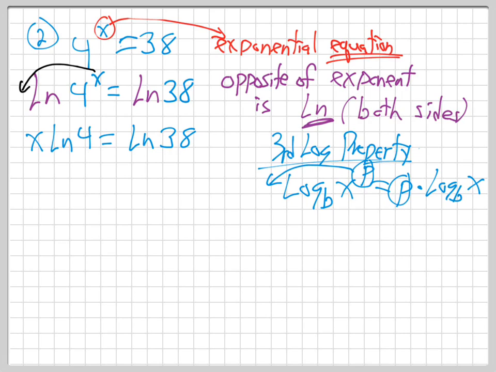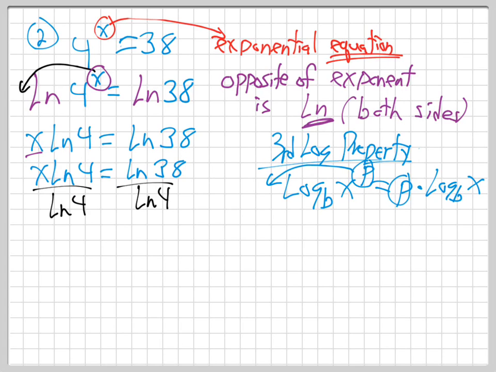And why do powers come down to the front? Because logs are the opposite of exponentials, so they undo each other. And so that x that was up in the power zone comes down to the front. And once that x is down in the front, it's out of power, it's really easy to solve. You just divide both sides by the natural log of 4, because now it's just x times the natural log of 4.